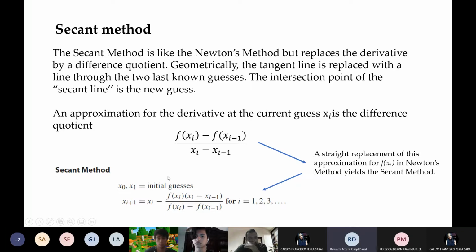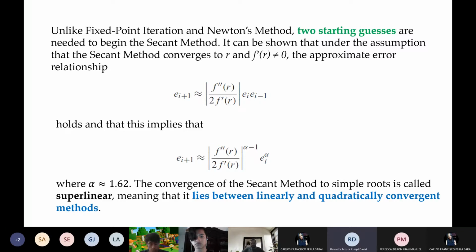We have to provide two initial guesses, x0 and x1. Then we do this for i from 1 to 2, up to n, where n is the number of iterations that you want to use to obtain the accuracy you are looking for. Unlike the fixed point iteration method and Newton's method, where we only use one guess, here we start with two guesses. So this is different, and we need a little more information, or more initial conditions.